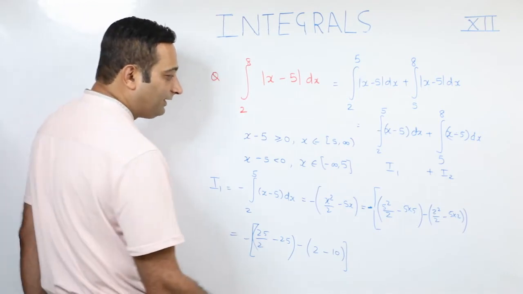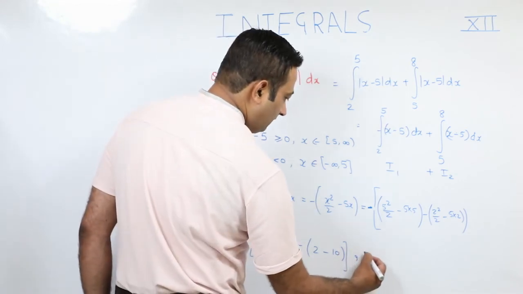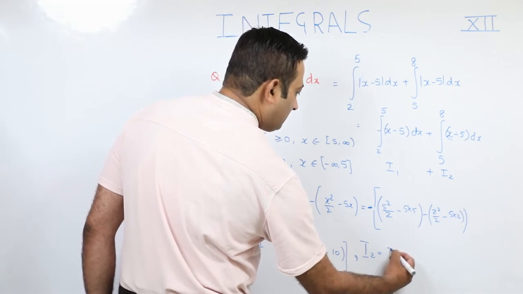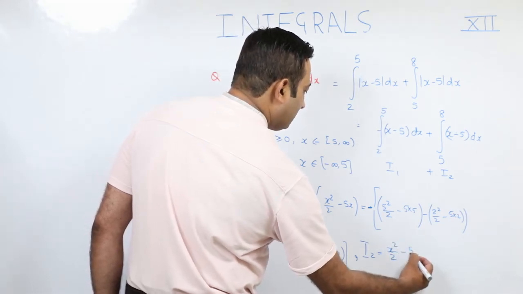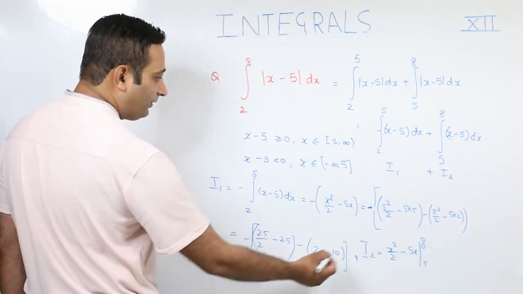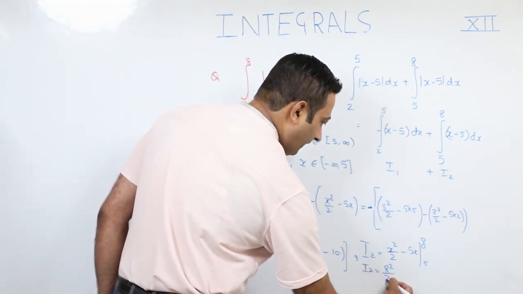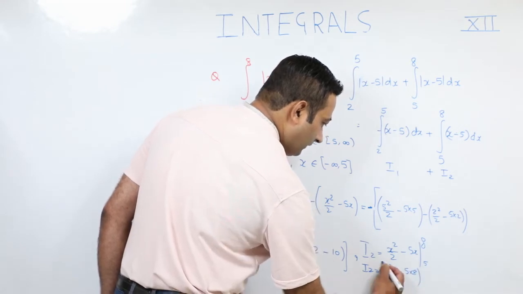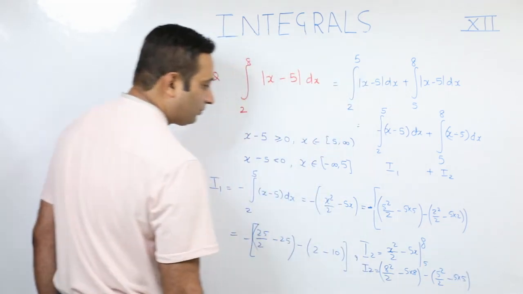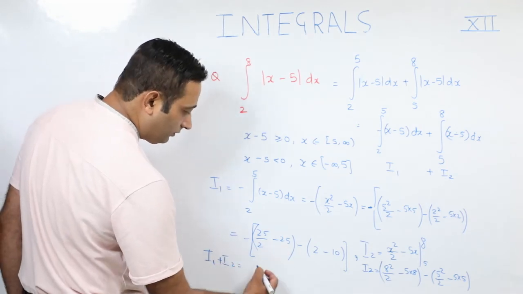Now we'll find the integral I2 in the similar manner, and I2 will be equal to x square by 2 minus 5x, and the limits will be from 5 to 8. If we calculate these values, I2 will be equal to 8 square by 2 minus 5 into 8 and minus of 5 square by 2 minus 5 into 5. So if we calculate I1 plus I2, it will be equal to 9.